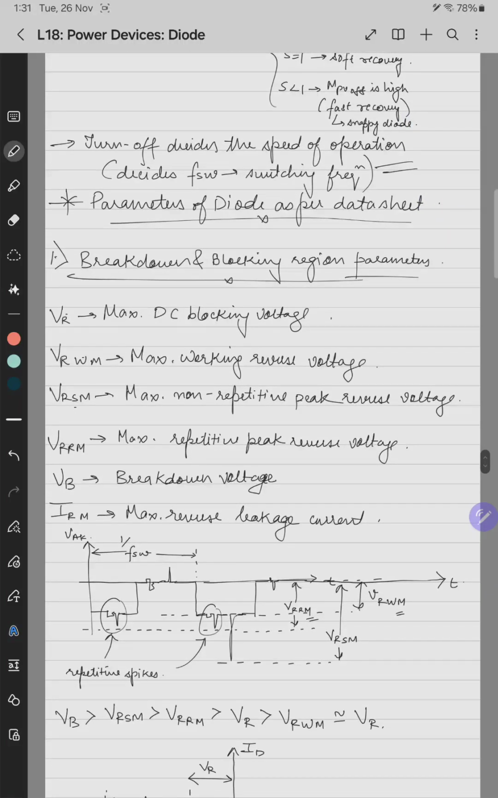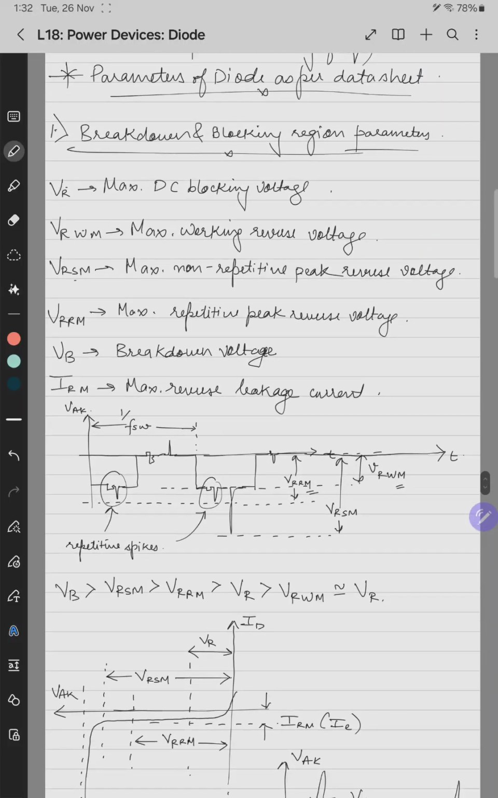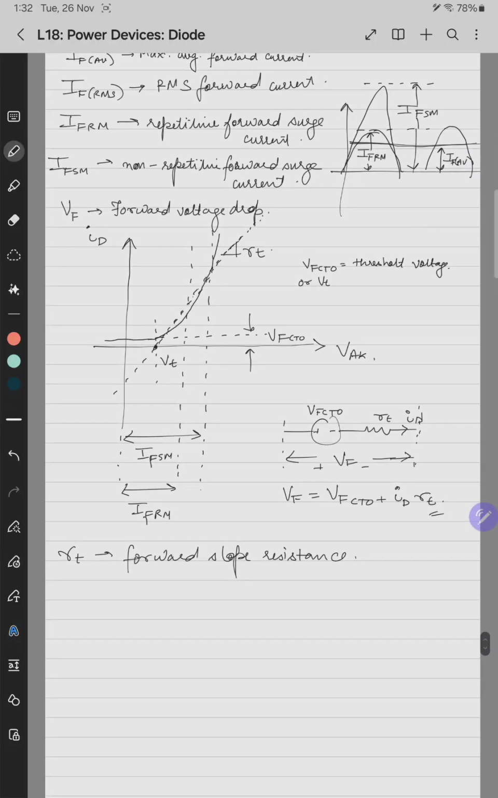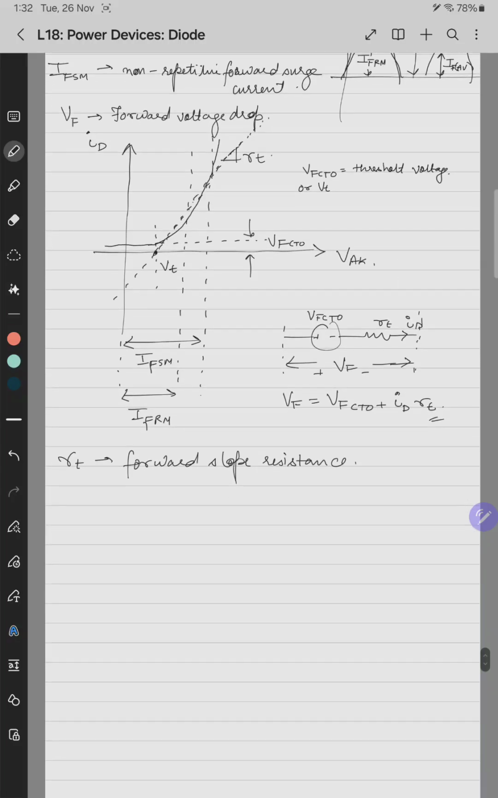Then we saw the different parameters of the diode as per the datasheet during the breakdown and blocking region, then during the conduction region, and the on-state equivalent circuit in terms of the datasheet defined parameters. So in the next lecture, we'll discuss the next power semiconductor device, that is a MOSFET. So thank you.